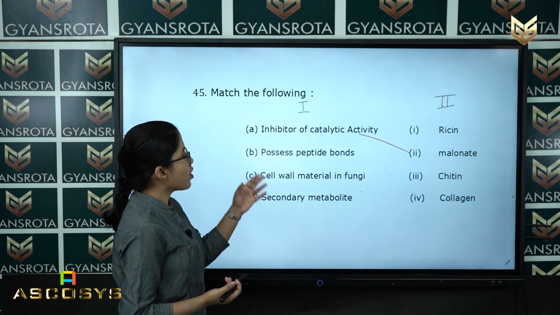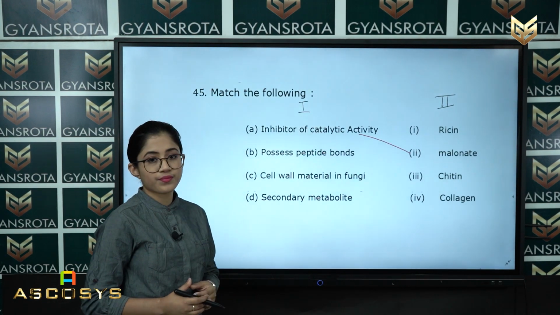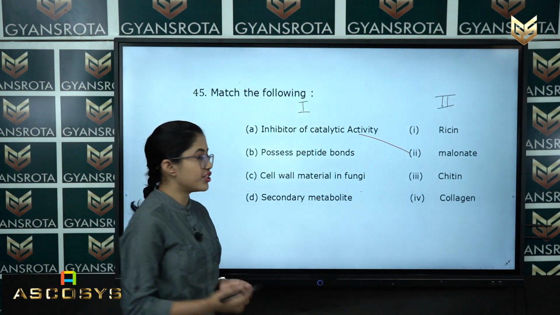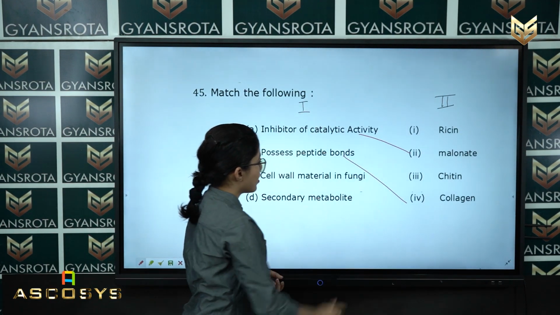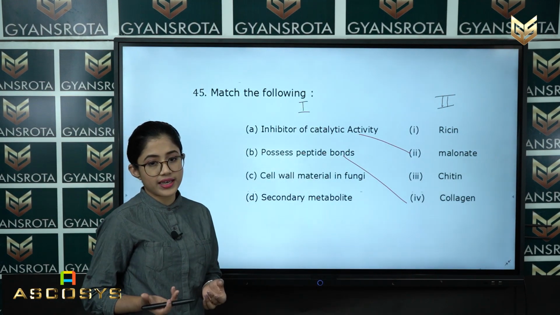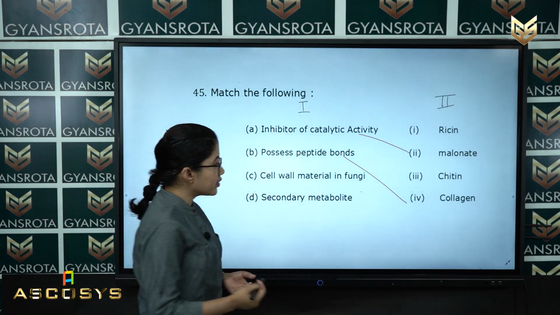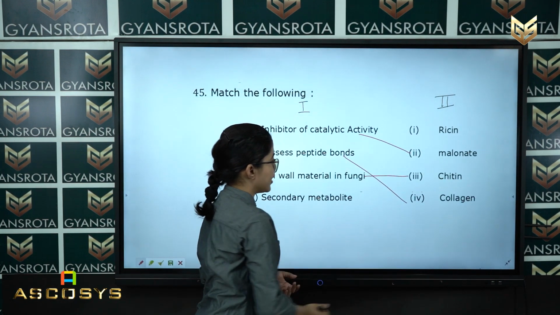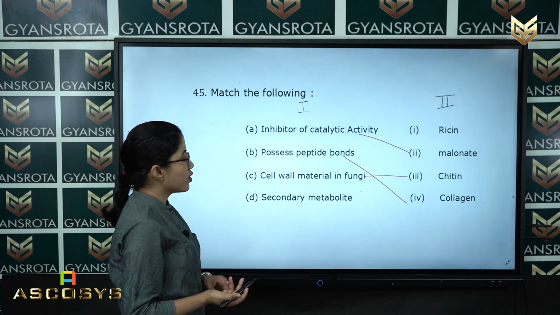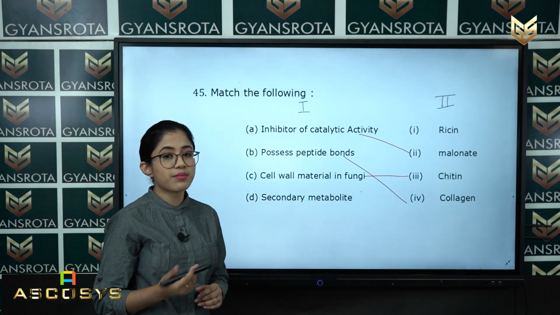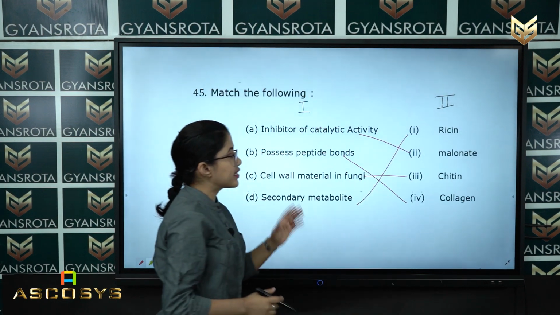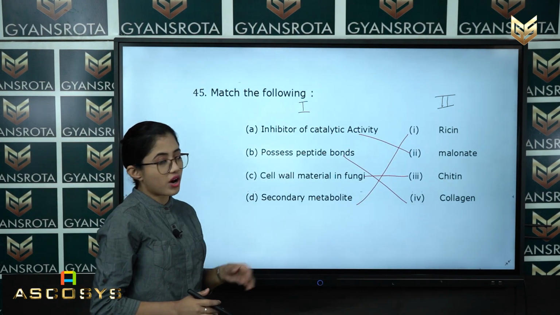Next is possess peptide bonds. Which of the following possesses peptide bonds? That is collagen. Now the next is cell wall material in fungi. That is a very easy one. It is chitin. Now the last one is secondary metabolite. Which of the following is the secondary metabolite? That is ricin. So this is the correct match of these two columns.